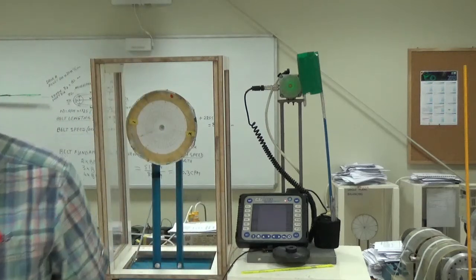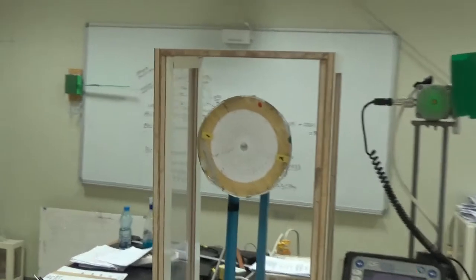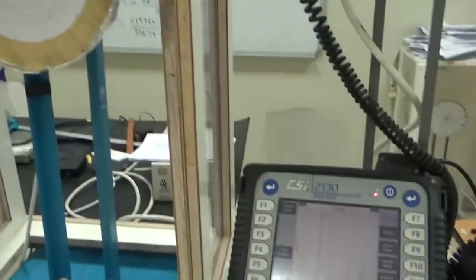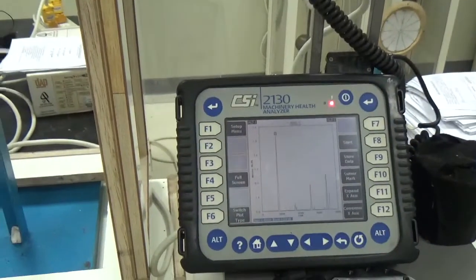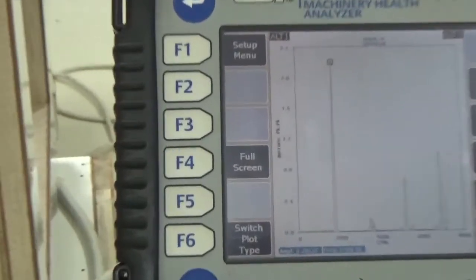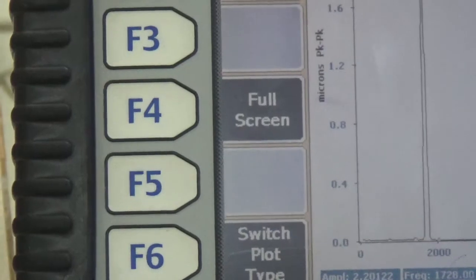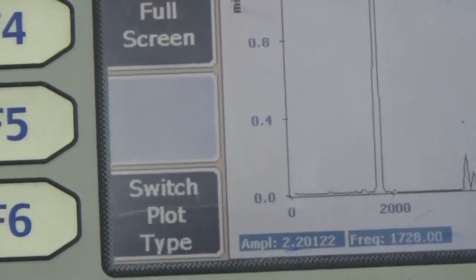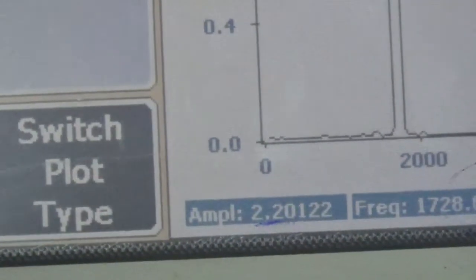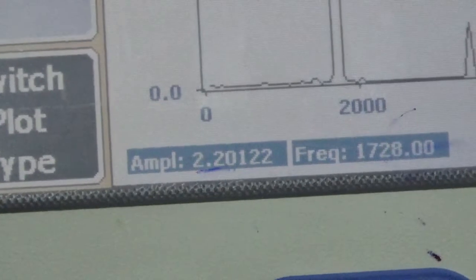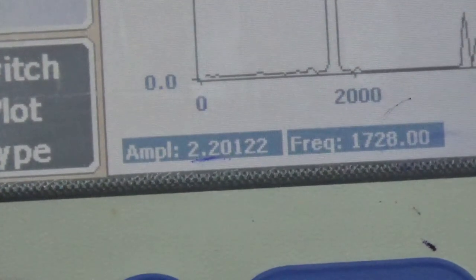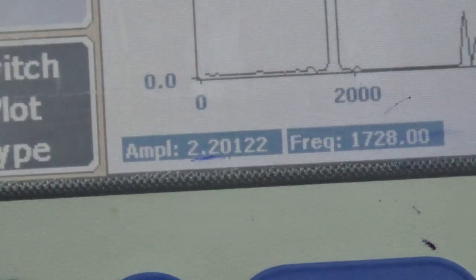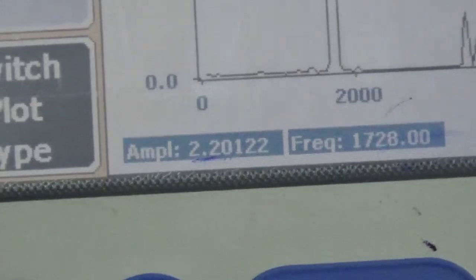Okay, you can see the spectrum now. So there is one frequency 1728 and the amplitude is 2.2, and this frequency 1728 is the same as RPM, so this is telling us about unbalance. Now let us see the other frequencies.